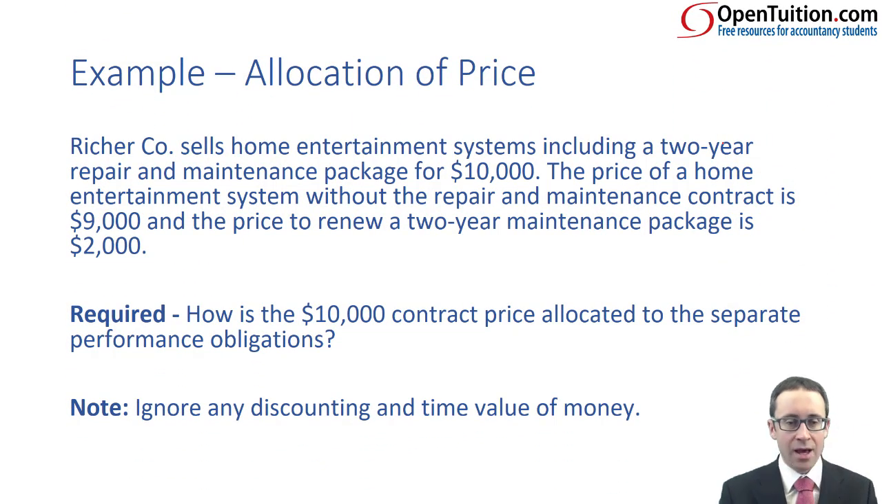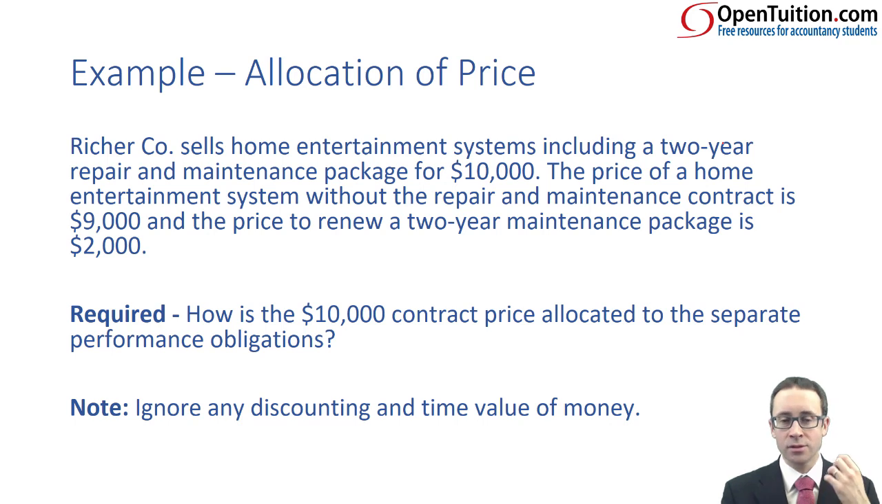Okay, so it goes through there and says in the requirement, how is the $10,000 contract price allocated to the separate performance obligations? Note, made it a bit simpler. Ignore any discounting and time value of money. Because I think here it's a 2-year maintenance package, so technically there will be discounting involved. Forget about it.